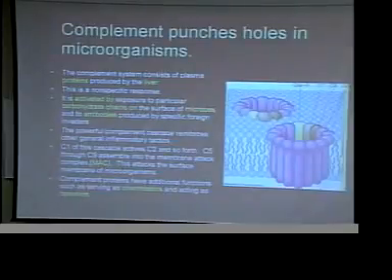There has to be an initial event, though. That way we can control it. Everything just doesn't get activated at once.